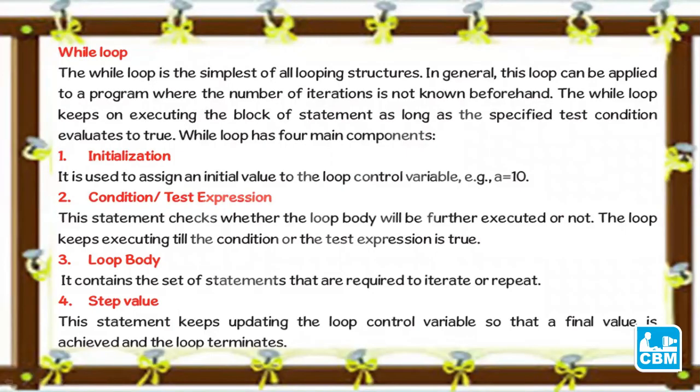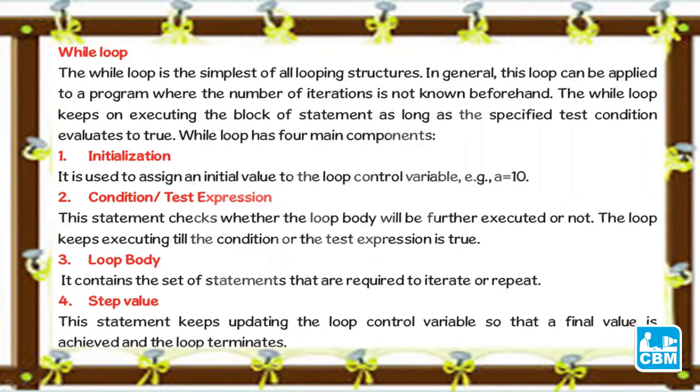The while loop can be used in a Python program where the number of iterations to be performed is not known beforehand. The while loop keeps on executing the block of statements as long as the specified test condition evaluates to be true. The four main components of a while loop are initialization, where the loop control variable is assigned a certain initial value. The second main component is the condition or test expression.